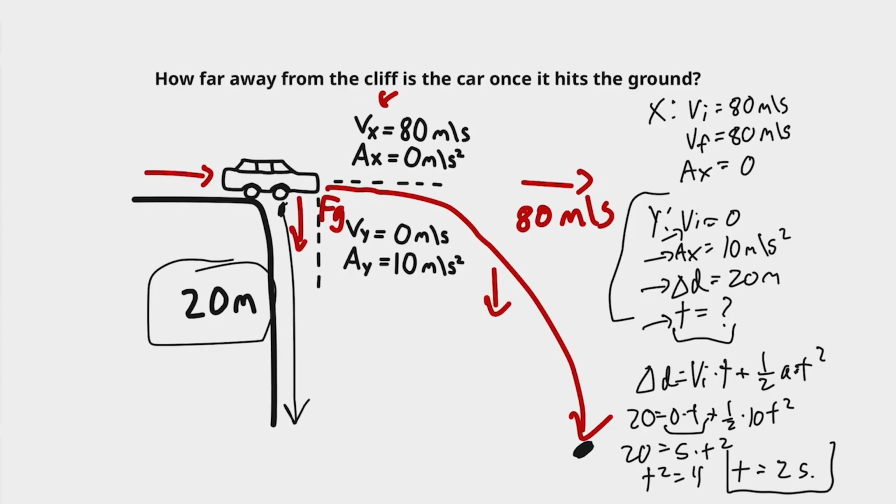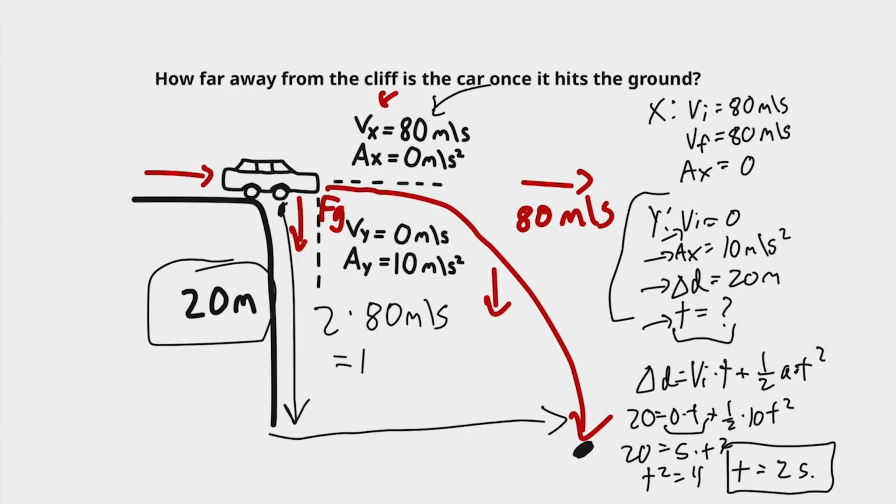Now what you do is you take this 2 seconds and you multiply it by the velocity in the x direction to figure out how far away from the cliff it is in the x direction once it hits the ground. So it takes 2 seconds for the car to hit the ground, but during that 2 seconds, it is traveling 80 meters per second in that x direction. So that gives us 160 meters from the cliff once it lands on the ground.